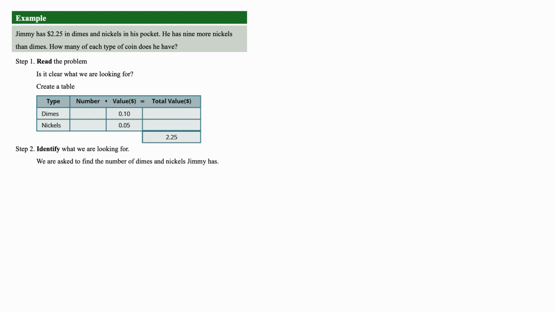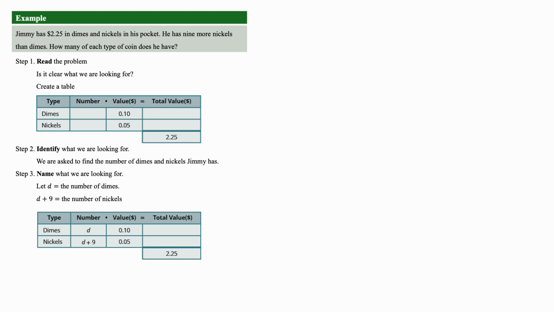So let's identify what we're looking for. We are asked to find the number of dimes and nickels Jimmy has. So we are going to name what we are looking for by letting D equal the number of dimes and D plus 9 equal the number of nickels, noting that these are two separate variables. The D is simply just the number of dimes, and because there are 9 more nickels than dimes, we're going to set up another one that is just D plus 9, which will equal in the end the number of nickels. So when we put this in a chart, we have the second column as the D in dimes and nickels, which is D plus 9.